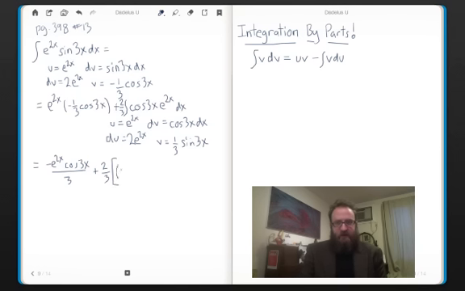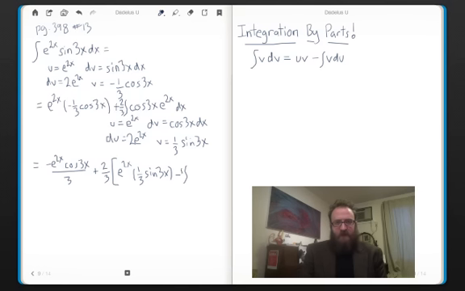So first, u times v is simple enough. The u is e to the 2x. The v is 1/3 sine of 3x. Go ahead and put that in parentheses. Make sure we see the product of these two. That's u times v. And this is minus the integral of v du.